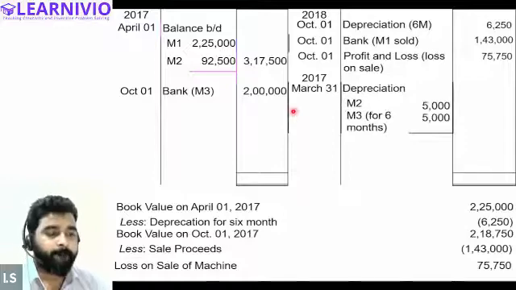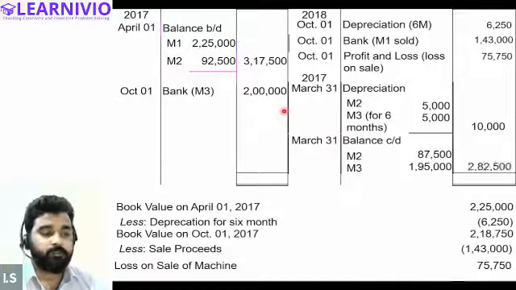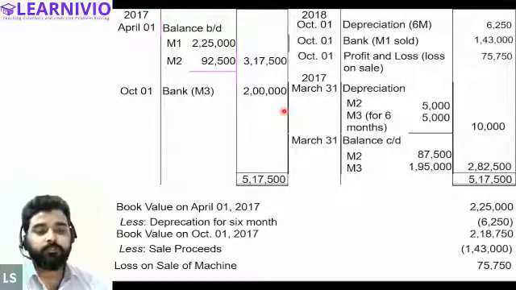Okay. And then the bank will be recorded on how much we sell it for. So Bank 1,43,000, and then profit and loss. So this is it.